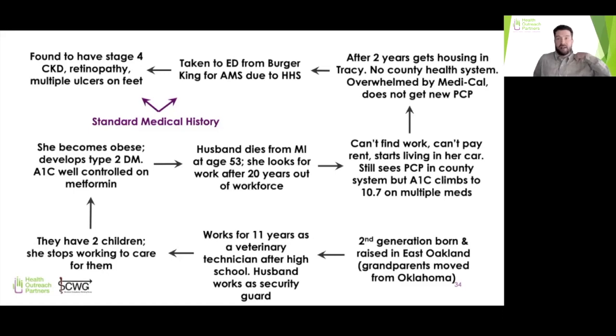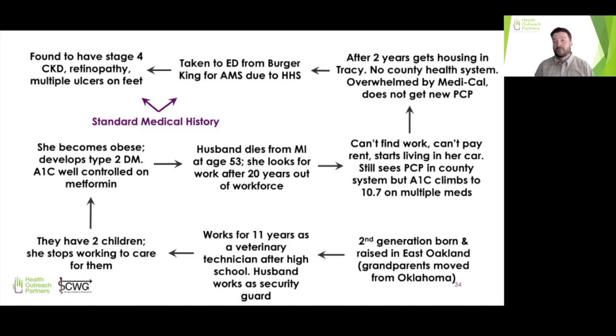While her kids are growing up, she becomes obese and develops type 2 diabetes, but she's able to control it on metformin, on medication. Her husband dies suddenly from a heart attack at age 53. And now, since her husband was the only income, she now has to look for work for the first time in 20 years.